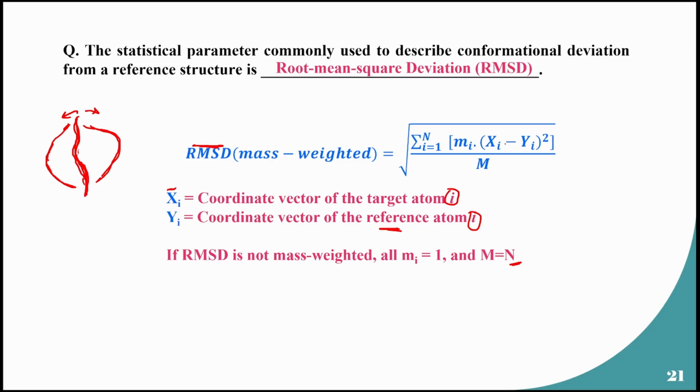Why? Because you have already squared the values, right? You have taken the coordinates, but you have squared the values, and then you have done a square root at the end, right? So that means that whether the loop conformation shifted towards the left or towards the right, it does not matter. It will give you the same RMSD with respect to the initial reference structure, right?